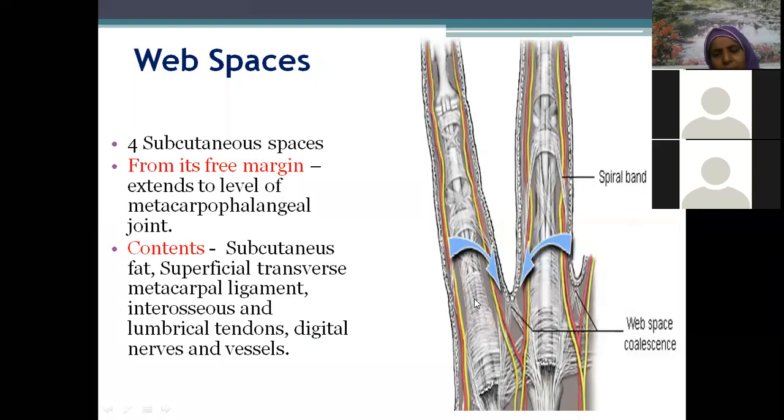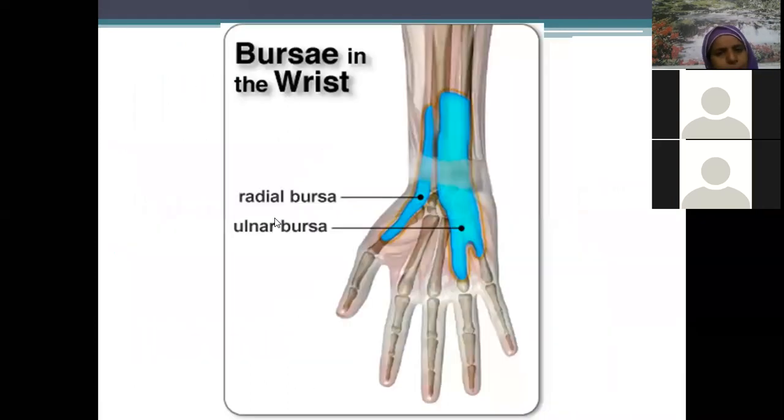Then see, these are web spaces. This is the web between two fingers, whatever area is there, that is the web. There also you will see extra space is there, subcutaneous spaces are there, you call them web space. Not so important.